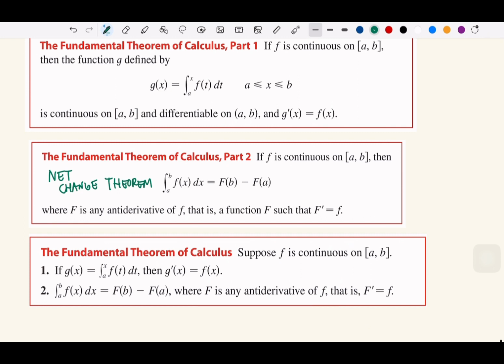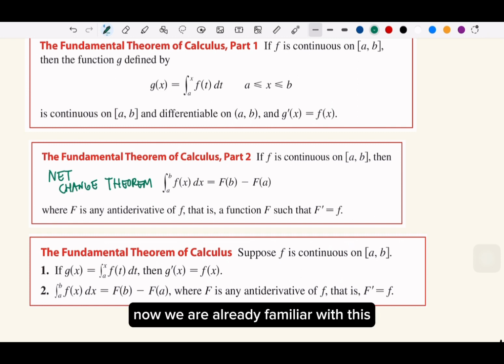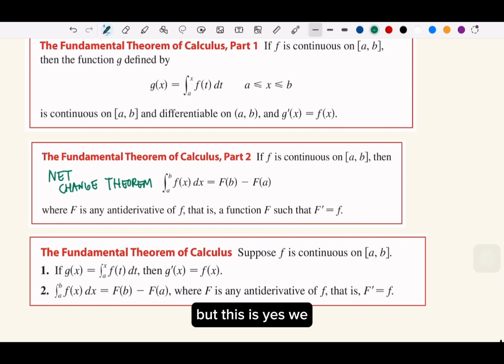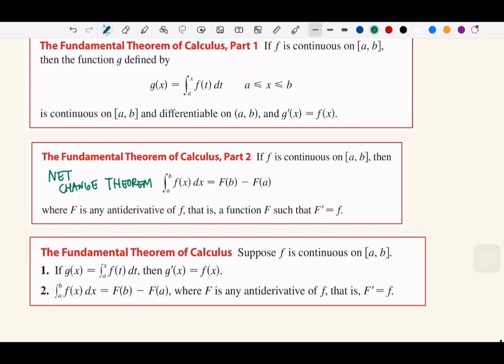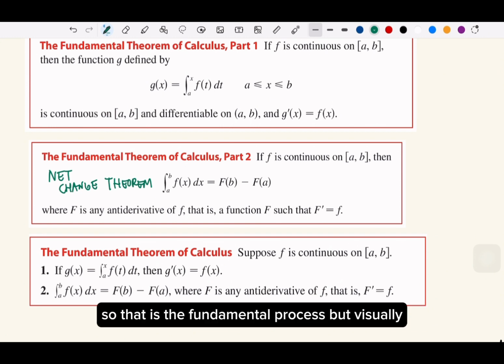I think some of you are already familiar with this, but this is just to make sure and confirm that we are on the same page. So that is the fundamental theorem of calculus.